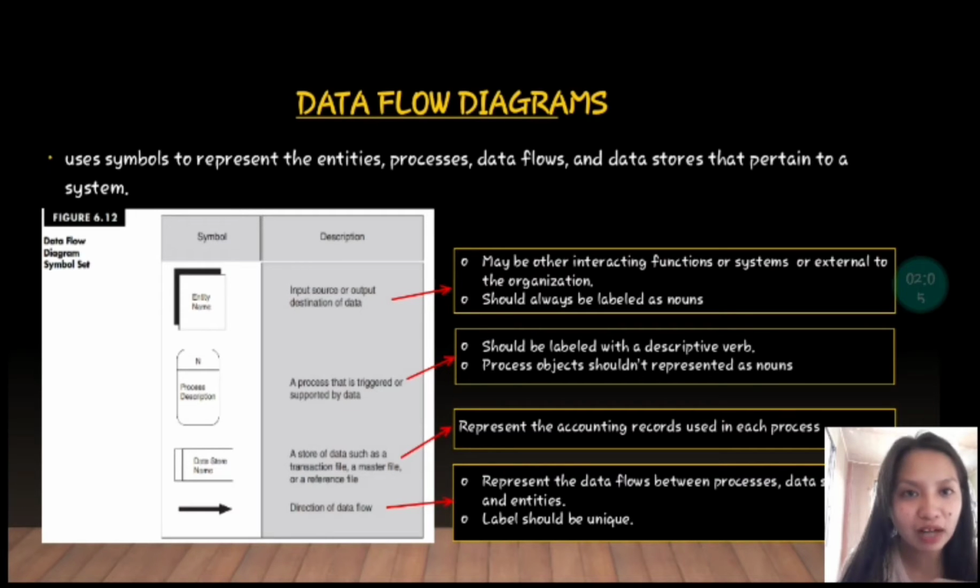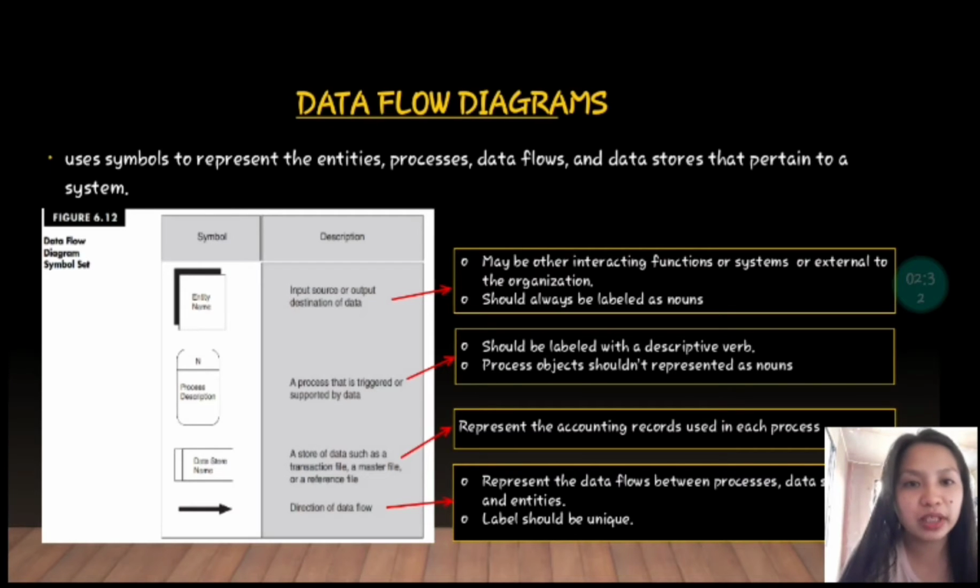This is the symbol set for the data flow diagram. First, we have the symbol for the entity name. This entity name is the input source or the output, the destination of the data rather. It can also be other interacting functions or systems external to the organization. And this entity name should always be labeled with nouns, such as customer or suppliers.